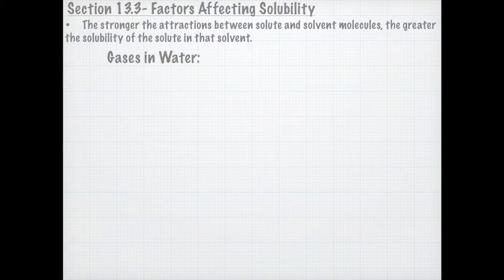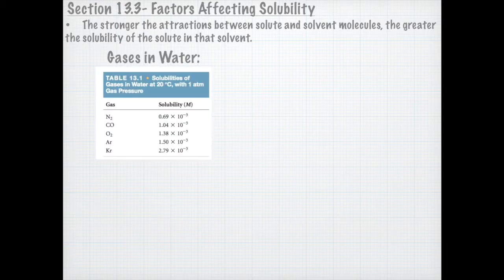So, for example, if we're talking about gases, if you look here, the solubility of gases increases as we move down this table. And the reason why, if you think about it, the attraction that's going to occur between gases and water, since these gases are nonpolar, is dispersion forces. The strength of dispersion forces increases as you increase the size of the molecule. So as you move down this table, the size of these molecules actually increases, and therefore the solubility is going to increase along with it. So the attraction that's involved here is dispersion forces.